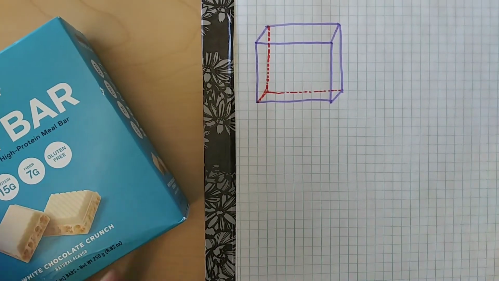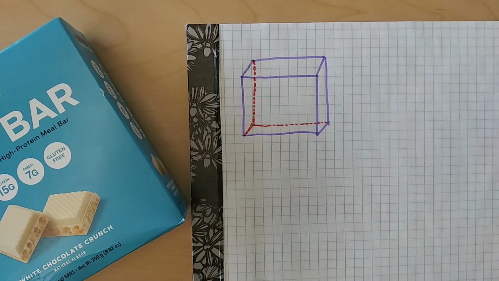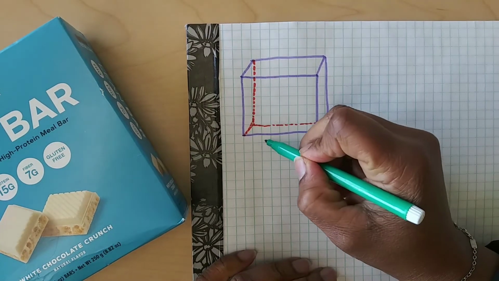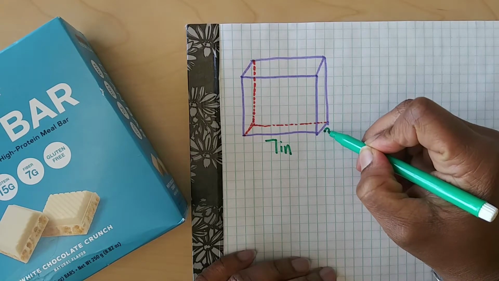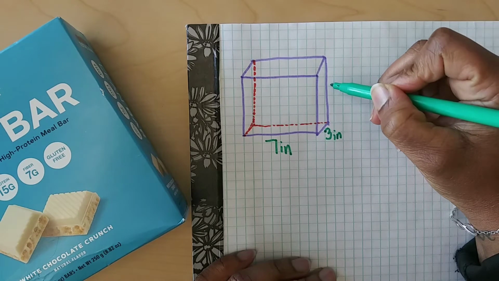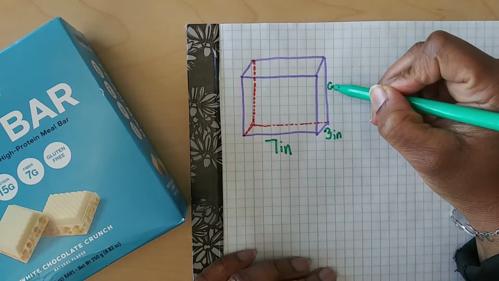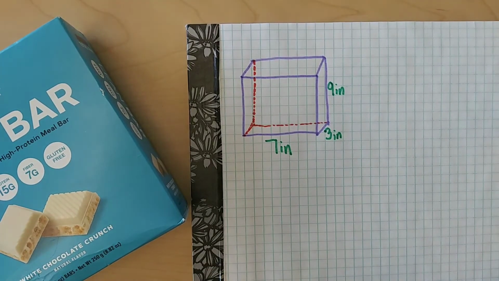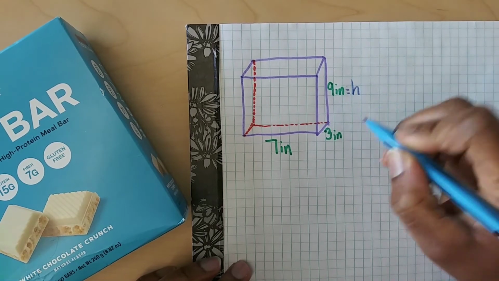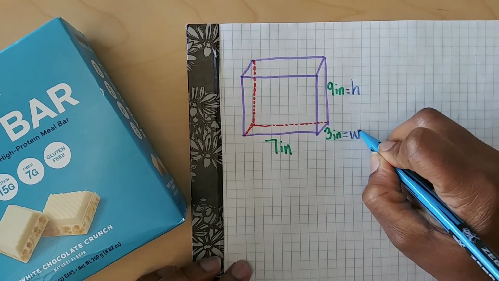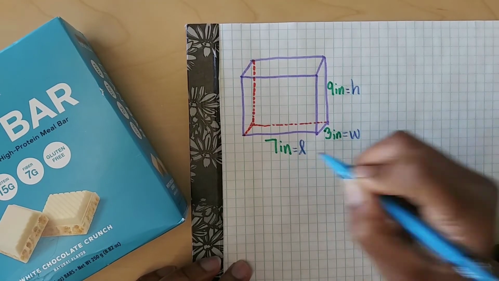Here I drew a rough sketch of this box that I will be wrapping. On the paper here, this is 7 inches. This is going to be 3 inches. And then here is going to be 9 inches. First thing I need to do is to identify my length, my width, and my height. This is going to be my height. This is going to be my width. And the 7 is going to be my length.